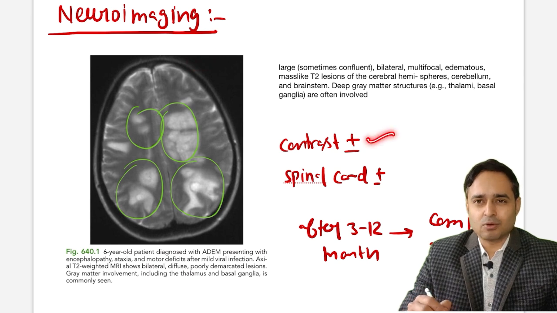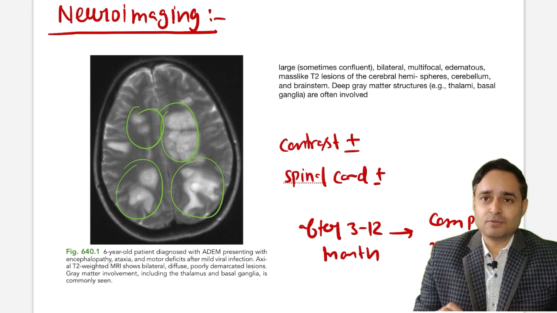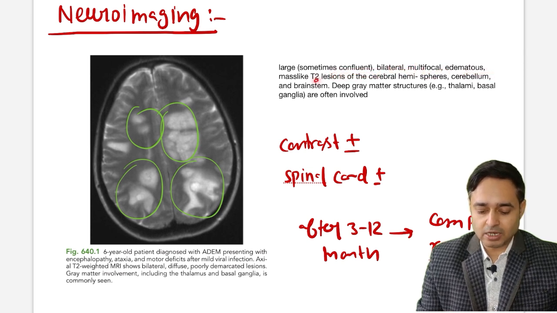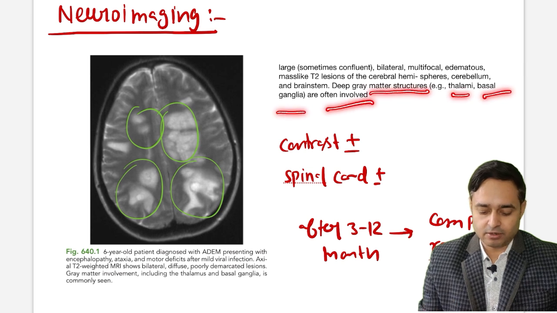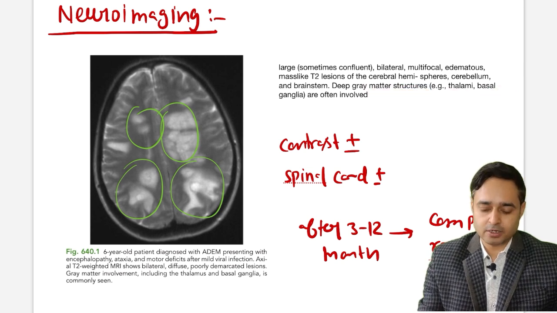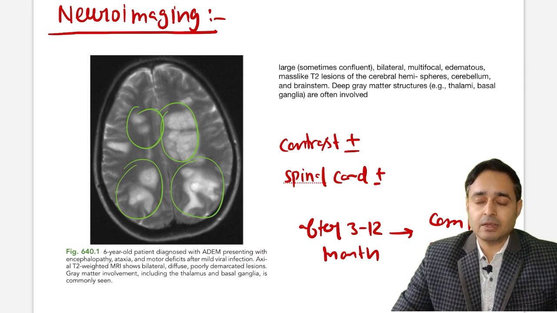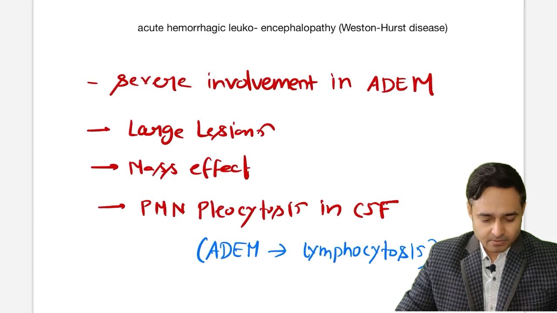Contrast plus minus, spinal cord plus minus, it can occur. And the description of these lesions is very important. These are large, sometimes confluent, bilateral, multifocal, edematous, mass-like lesions of the cerebral hemisphere, cerebellum and brainstem. Deep gray matter structures, thalami, basal ganglia are often involved. And again, very important, after 3 to 12 months, complete resolution of lesions is seen in ADEM. If it doesn't resolve, then it will go to the spectrum of MDEM and the MS spectrum.